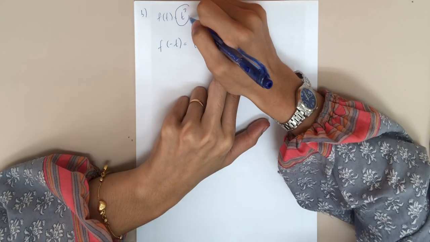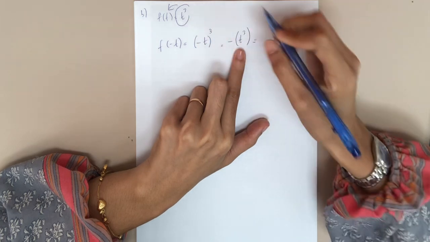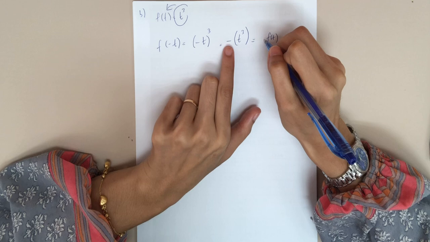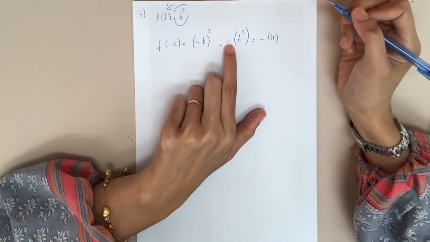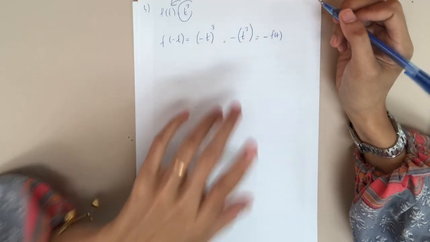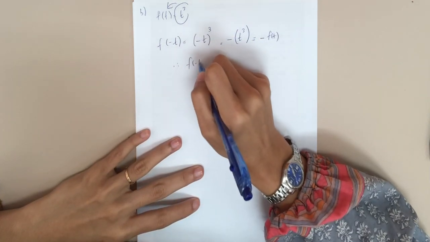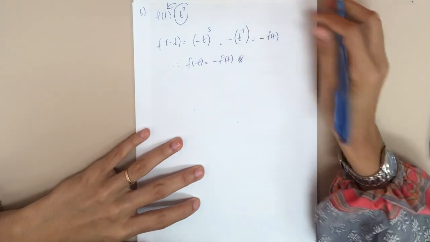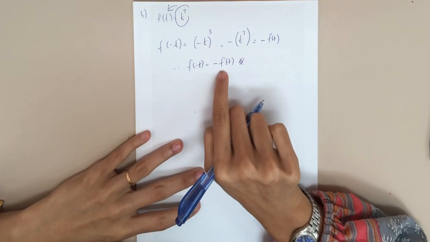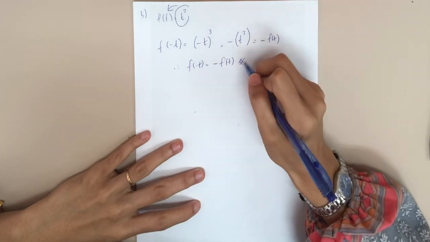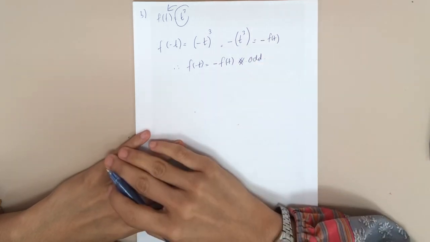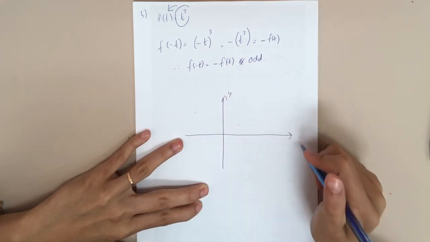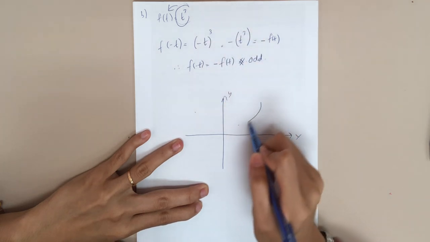Okay, this is t cube, is it? So t cube is equal to f(t). Okay, I just replace t cube with f(t) now. And don't forget, you still have a negative outside here. So that means f(-t) is equal to negative f(t). Okay, class? f(-t) is equal to negative f(t). Therefore, this is an odd function. And if you want to show it by using graphical, we know that t cube is this shape.